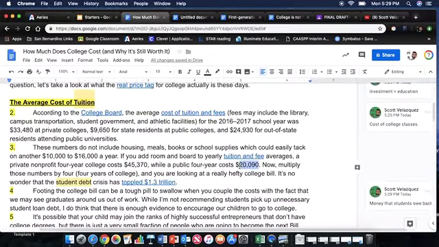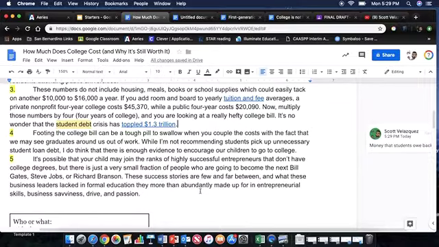All right, let's go to paragraph 4. Footing the college bill can be a tough pill to swallow when you couple the cost with the fact that we see graduates around us out of work. While I'm not recommending students pick up unnecessary loan debt, I do think there is enough evidence to encourage our children to go to school or go to college.